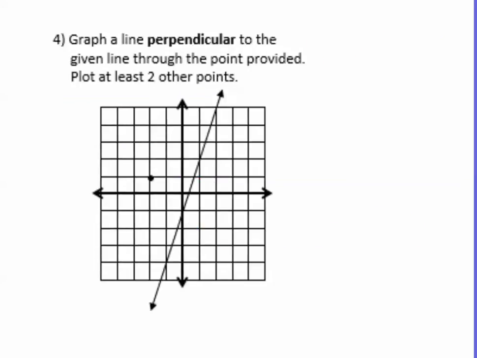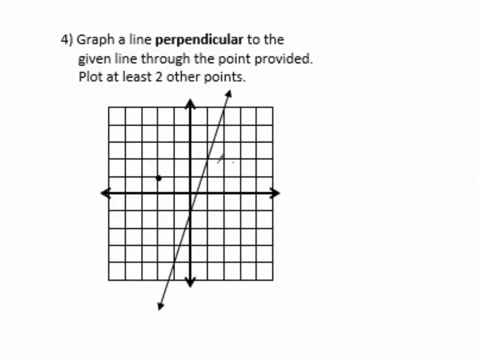All right. The other type of that would be to graph a line that is perpendicular to the given line. So perpendicular. Same idea, mark 2 clear points. So here's a point, and here's another clear point. To get from this point to this point, I'm going up 3, right 1.